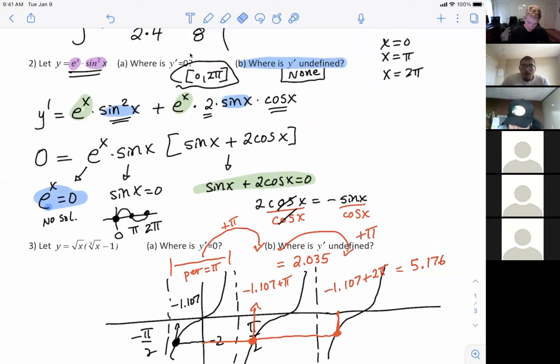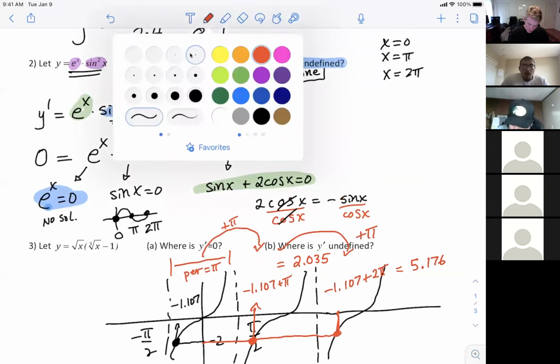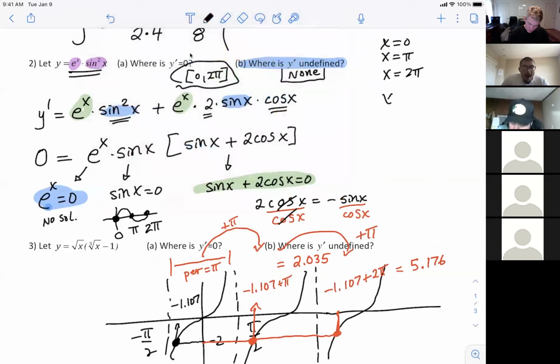So now I'm done. I just need to write down the last two answers that I got. So also x equals 2.035, and then also 5.176.